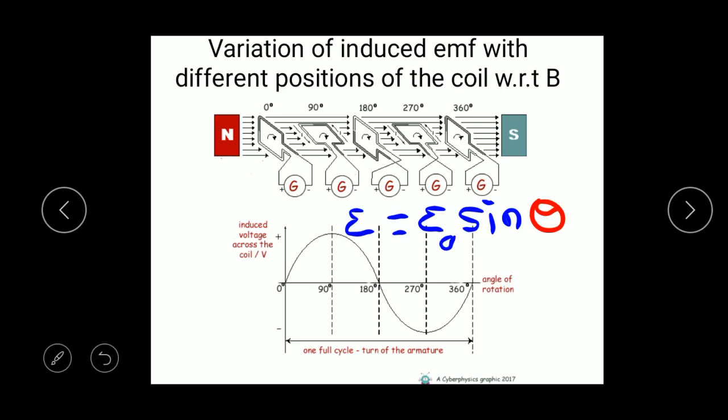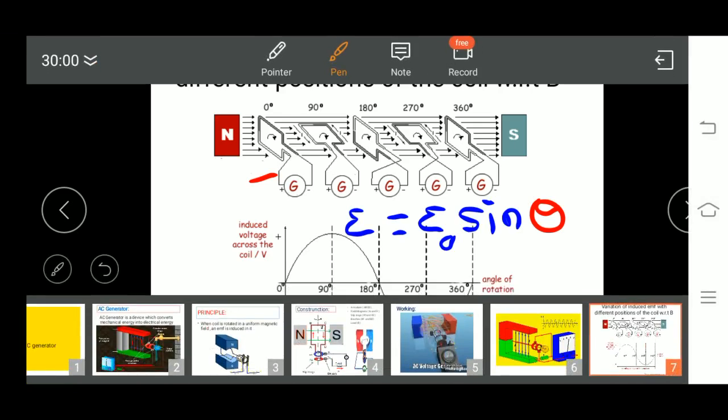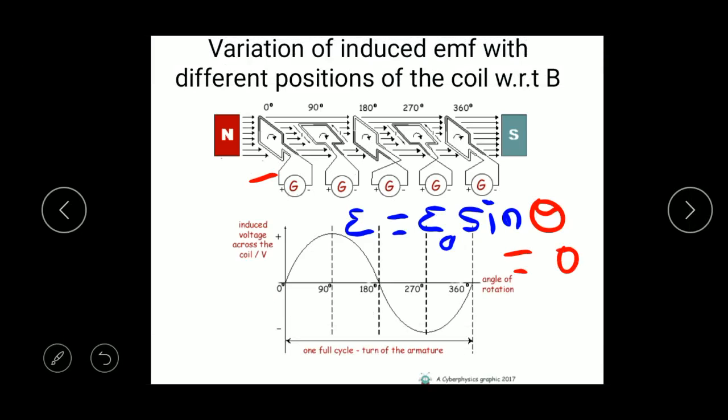Now from this expression we can discuss the variation of the induced EMF with the different positions of the coil with respect to the magnetic field. So now we can say, from the first case, when theta is equal to 0 degree, the plane of the coil is perpendicular to the magnetic field. In this case theta is equal to 0 degree, that means sin 0 is 0. Therefore the induced EMF E is equal to 0 in the first case, right? Induced EMF is equal to 0 at theta is equal to 0 degree.